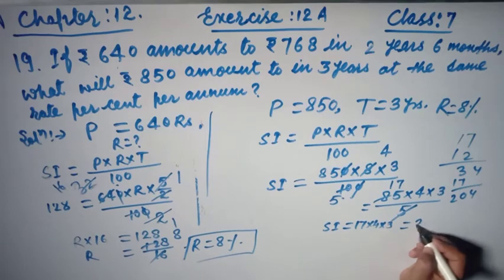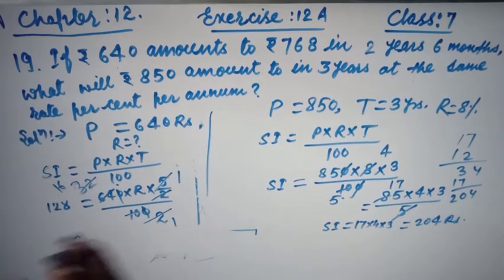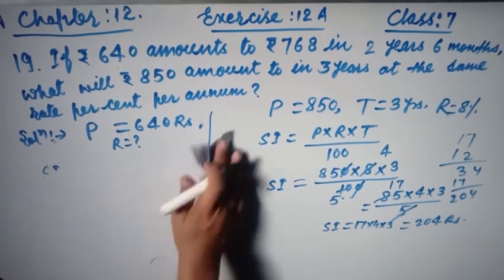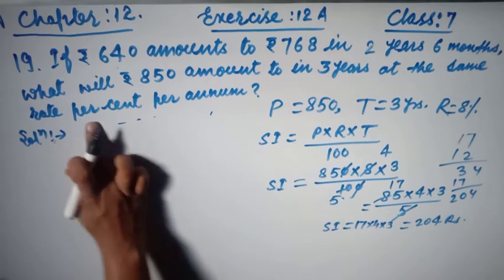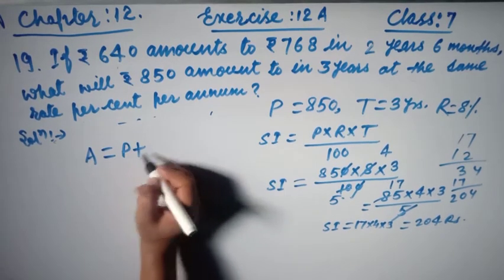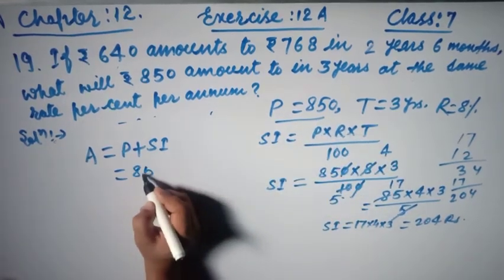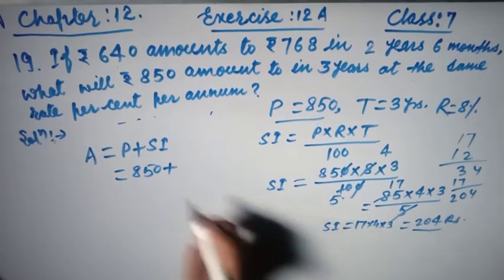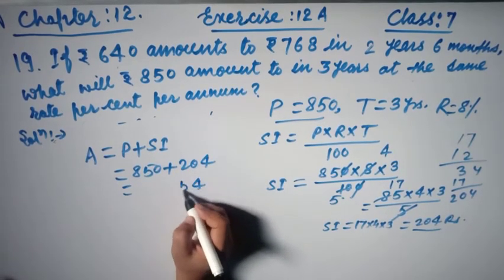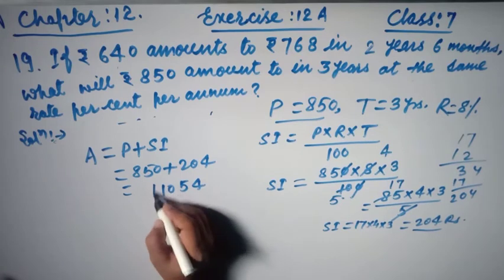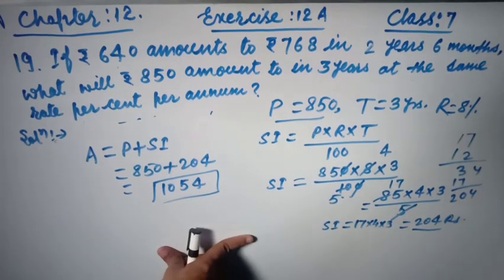So this is 204. Now SI is 204 in the second statement. Now we have to find the amount A. So A is equal to P plus SI, friends. P is 850 plus SI 204. So here this is 4, this is 5, and this is 10. So 1054 is the required solution.